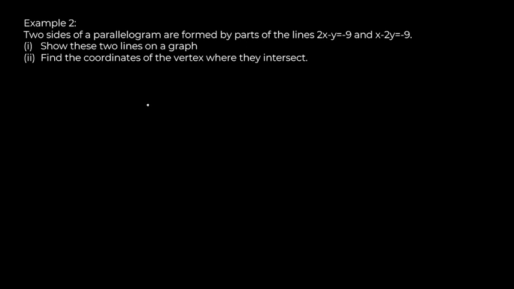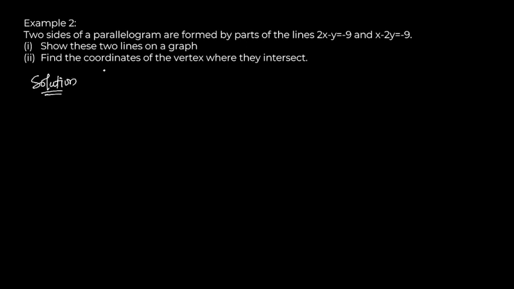So example number 2. Two sides of a parallelogram are formed by parts of the lines 2x minus y is equal to -9 and x minus 2y is equal to -9. We are to show these two lines on a graph, and find the coordinate of the vertex where they intersect. Now, for us to be able to draw or show this on a graph, we need to do the following. So solution.